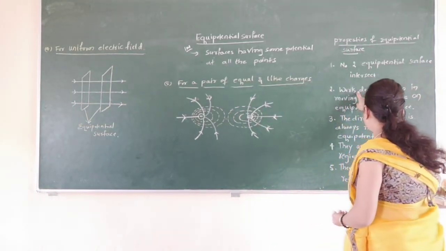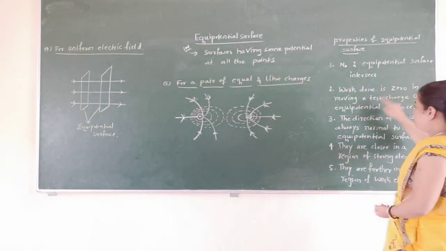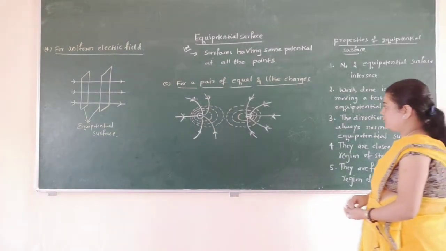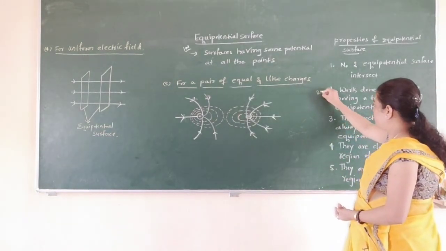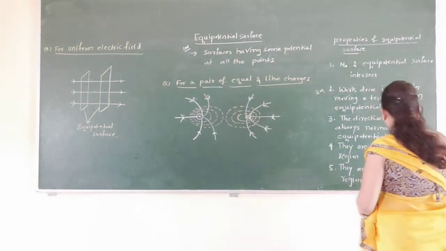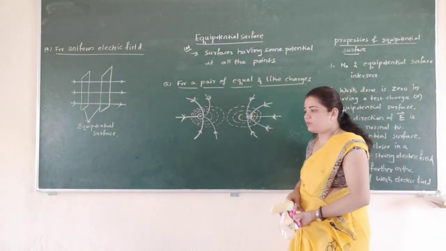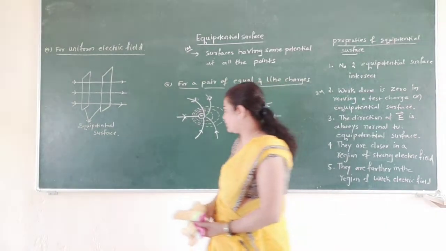Now second one is work done is 0 in moving a test charge on equipotential surface. So this they may ask even for 2 marks also. So we have to prove it. We have to show that the work done in moving a charge on equipotential surface is 0. Okay.